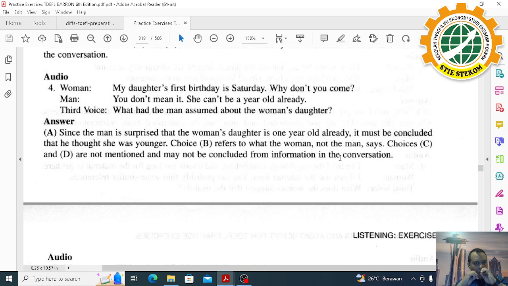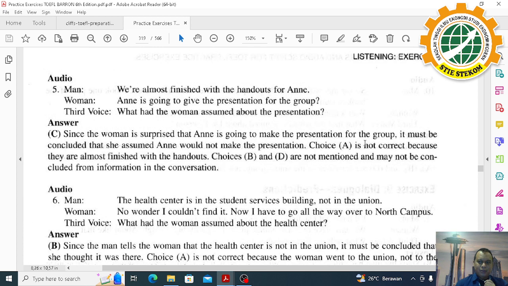Number 5, we are almost finished with the handouts for Anne, and Anne is going to give the presentation for the group. What had the woman assumed about the presentation? Anne is going to give the presentation for the group. Since the woman is surprised that Anne is going to take the presentation for the group, it must be concluded that she assumed Anne would not make the presentation. Yeah, jadi kita atau the woman assume atau memberikan bahwa Anne itu tidak akan membuat presentasi.